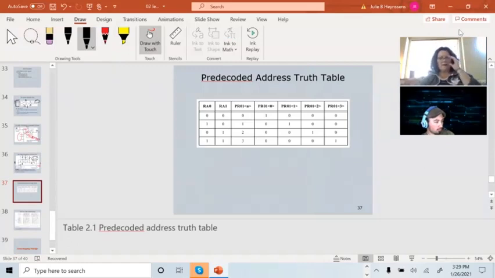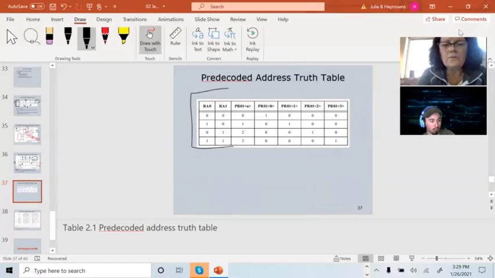Okay, this is the big idea for what's coming up. If you have 1024 word lines, I've got 10 address lines. I don't want to have to run all 10 address lines to every single word line. So I'm going to pre-decode, and I'm going to do this hierarchically.